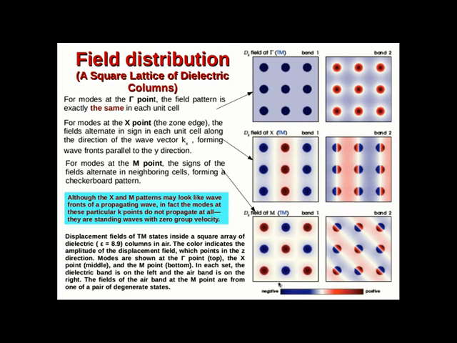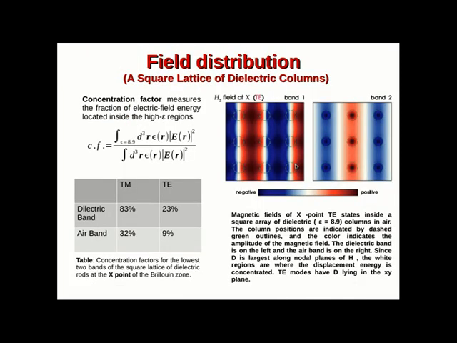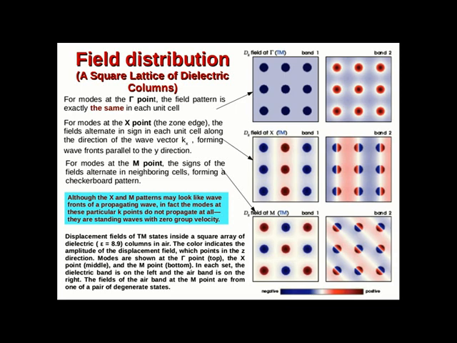This type of pattern is being obtained because remember that M point corresponds to both the components of wave vector. It has x component as well as y component. However, chi point or X point corresponds to the situation when wave vector has only x component. So the previous one was the field plot for TM mode in case of dielectric rods. All these plots are for TM modes.